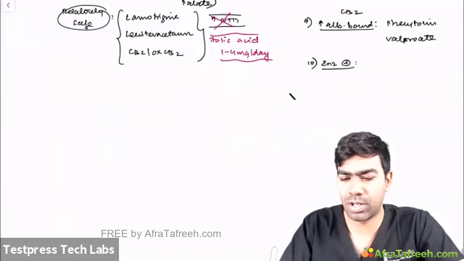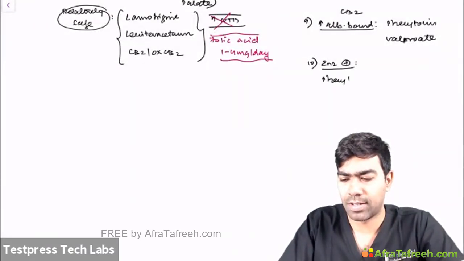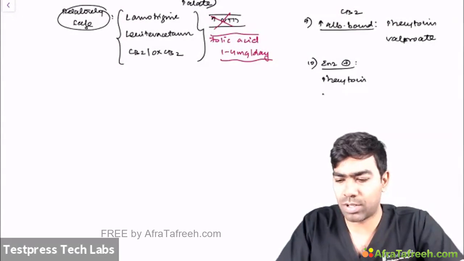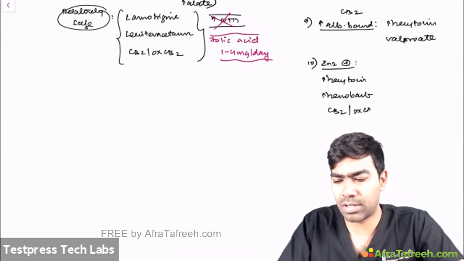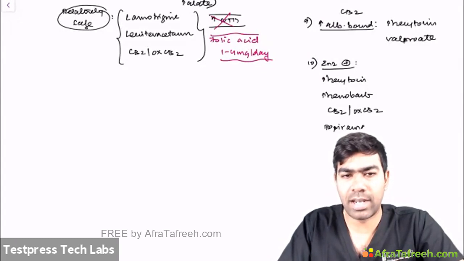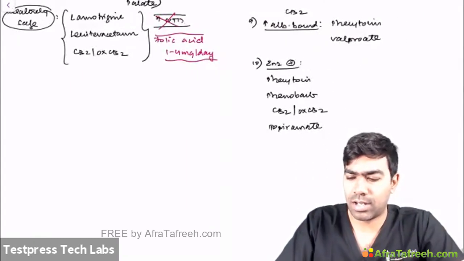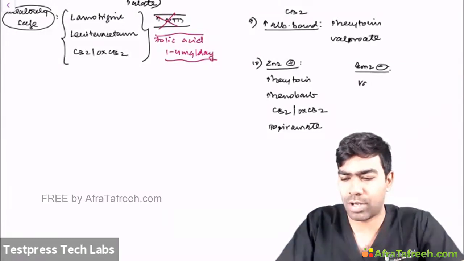Typical enzyme inducers include phenytoin, phenobarbital, and carbamazepine. These are old drugs. Phenytoin is an enzyme inducer. Phenobarbital is an enzyme inducer. And carbamazepine and oxcarbazepine are, of course, enzyme inducers. And even topiramate is an enzyme inducer, of course. And the only medically important enzyme inhibitor is going to be valproate.